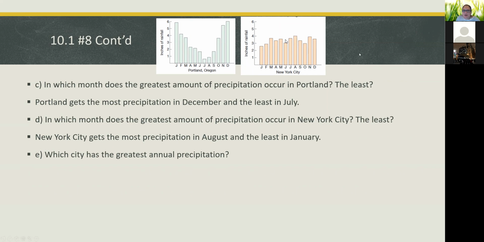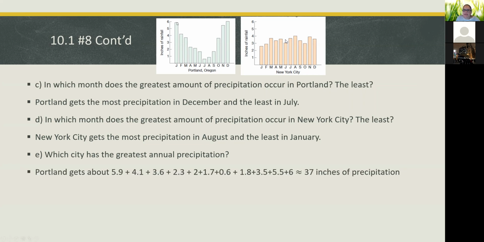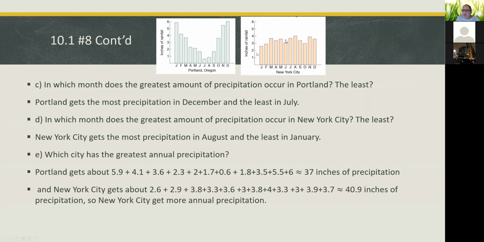Which city has the greatest annual precipitation? For this one, I had to try to estimate as best I could how tall the bar was for each month. So for Portland, I came up with about 37 inches when I tried to guess how tall each bar was and then add them all up. And then for New York City, I came up with almost 41 inches. So I said that New York City got more. Any questions so far?